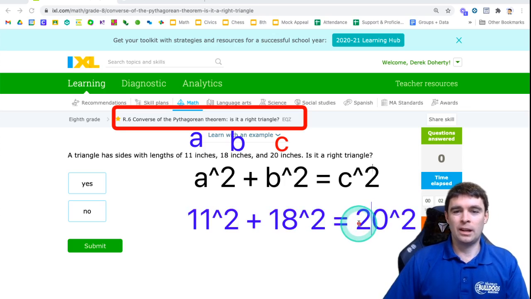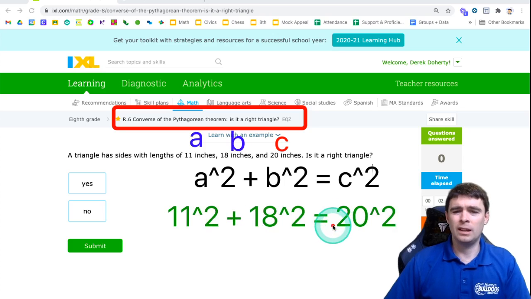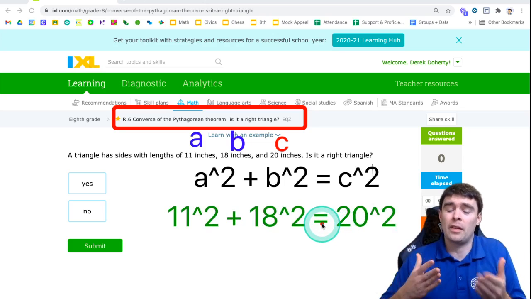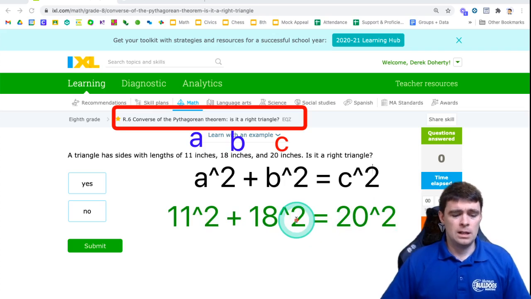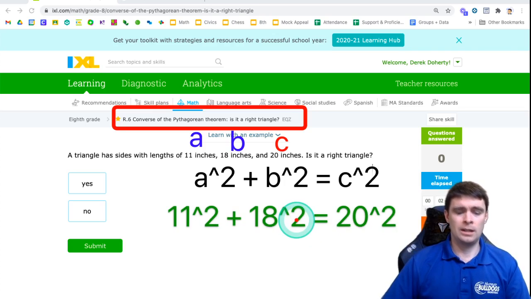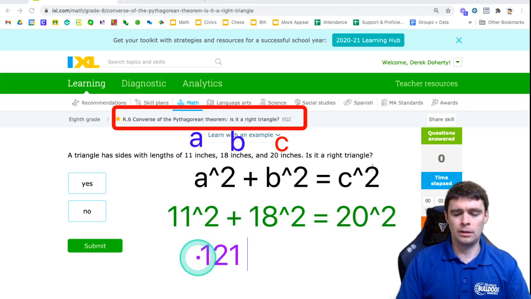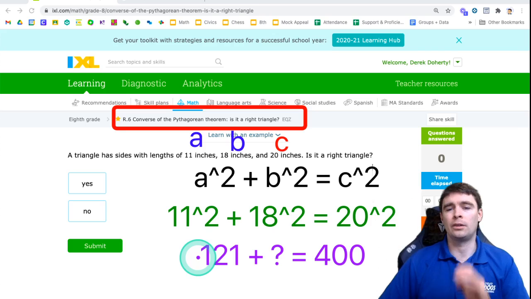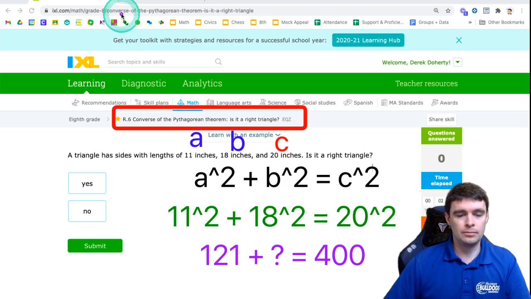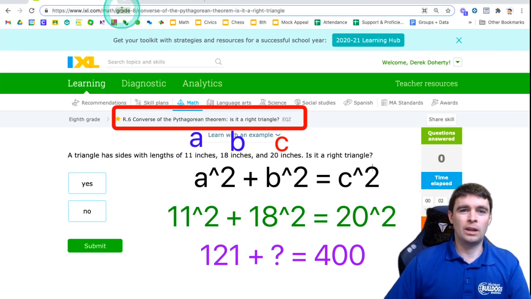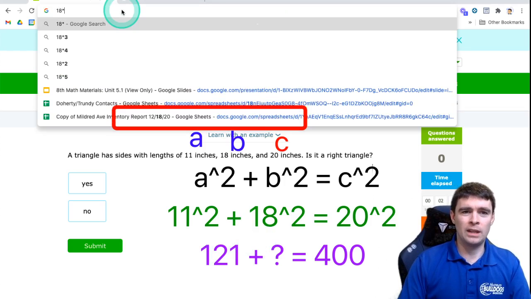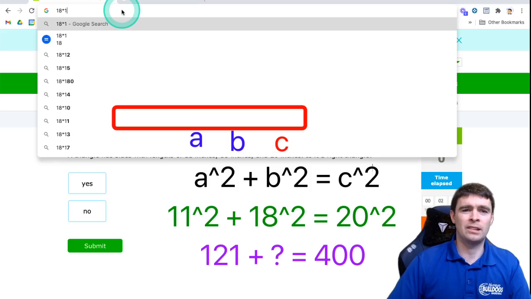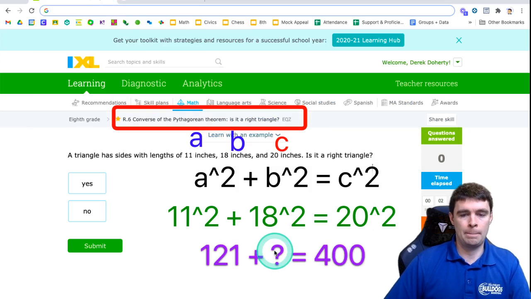What we just did there in green is plug in the A and the B and the C, and we're questioning, is this true? Are they actually equal to each other? Next thing I'm going to do is square those numbers. I know that 11 squared is 121. I don't know what 18 squared is, I'm going to look that up in a second. And I know 20 squared is 400 because 2 times 2 is 4. If I'm not sure what 18 squared is, I can grab my calculator and do 18 times 18 and realize that is 324.